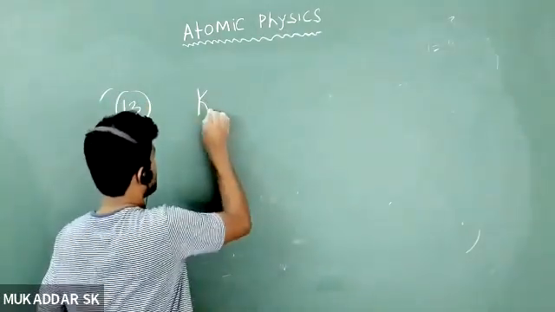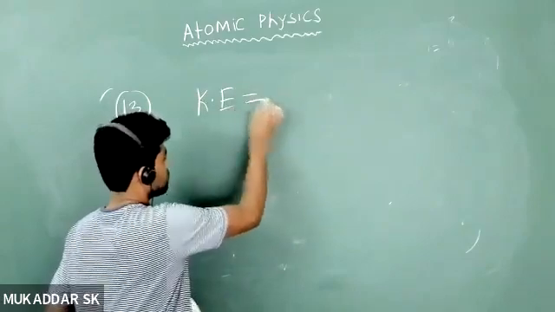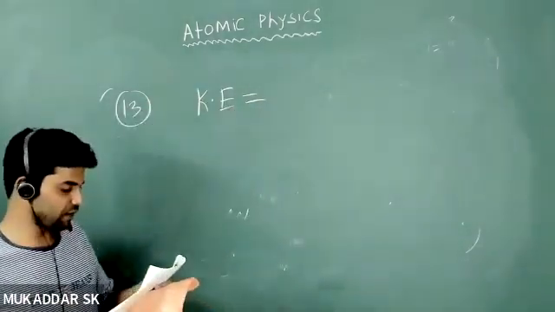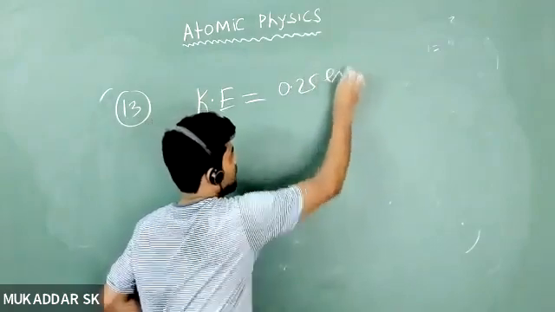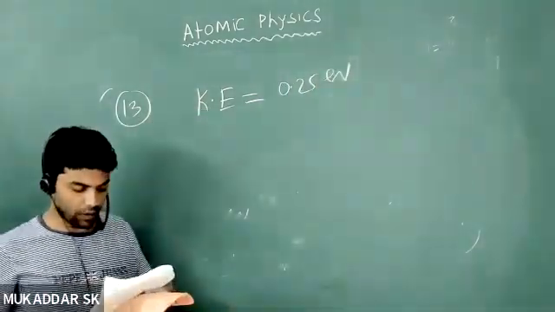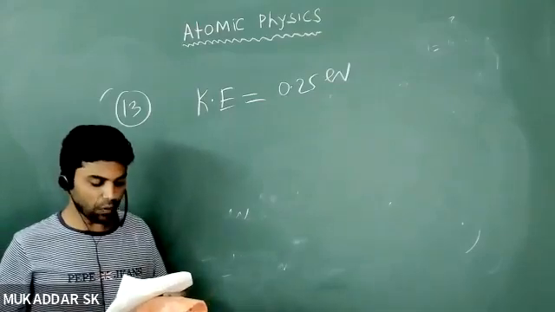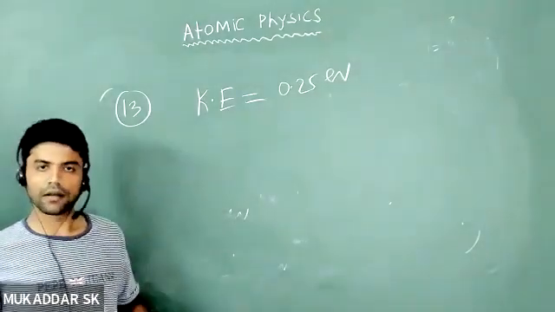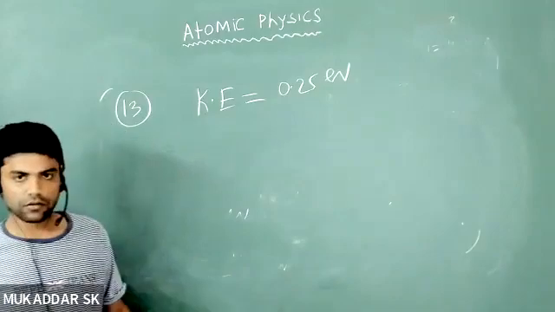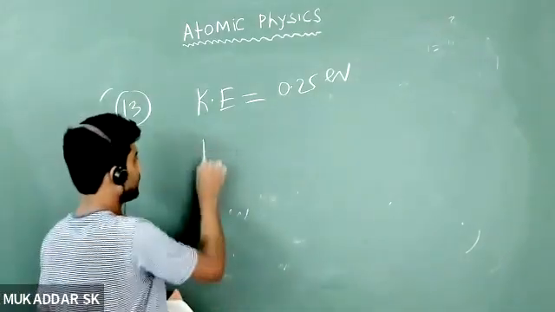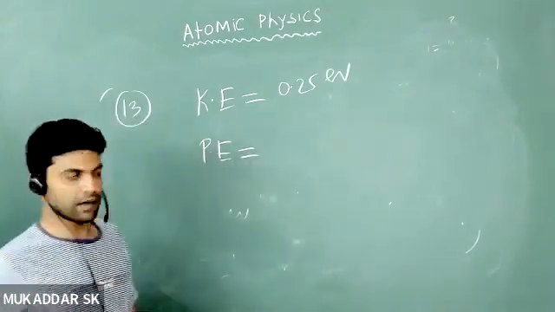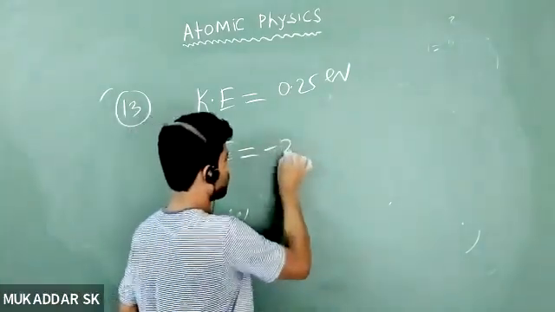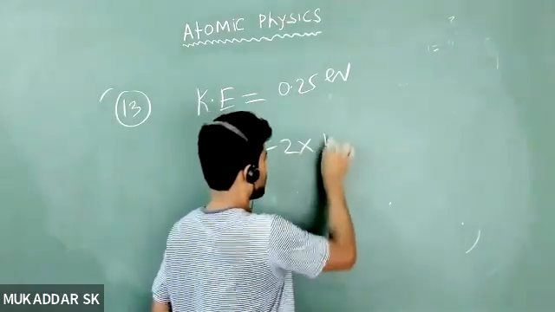Kinetic energy is given how much? For the nth excited state, that is given 0.25 electron volt. And what they have asked is the magnitude of potential energy of that electron in the nth state. So I already told that potential energy for any particular state is minus of twice of kinetic energy.